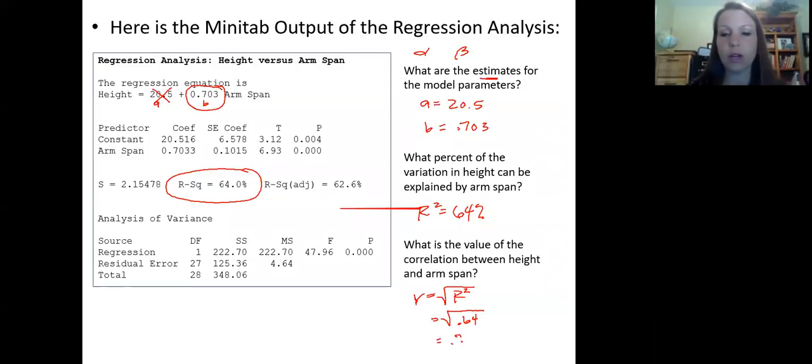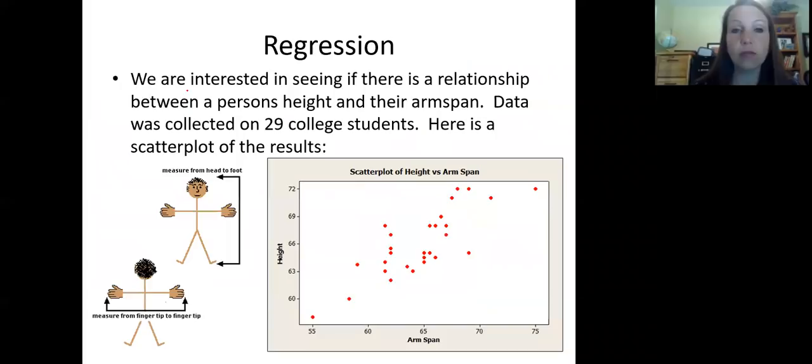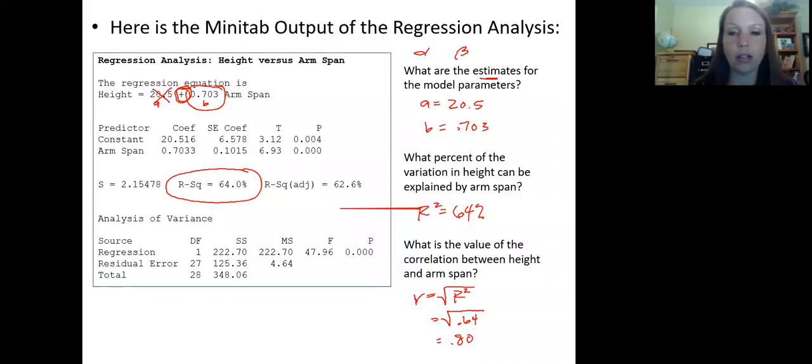When I take that square root, I get 0.80. Now, the other thing about taking square roots is that it can be either positive or negative. To figure that out just from what we have here, we look at the sign on our slope. Whatever sign the slope has, R has the same sign. So positive in this case. Also, we can look at our scatter plot and see that it was a positive relationship, so that's also going to tell us that we have a positive value for R.